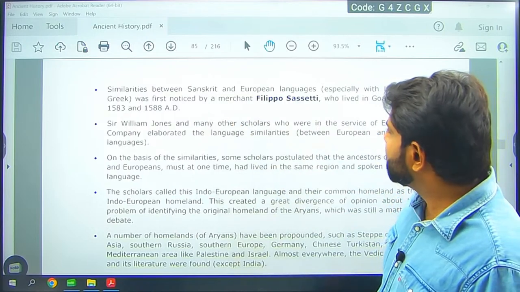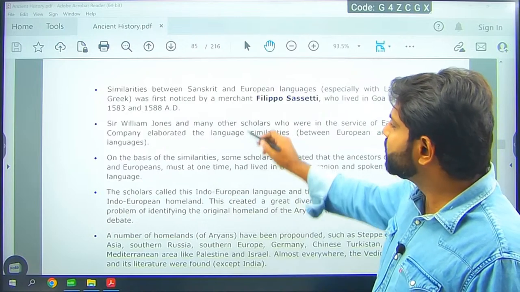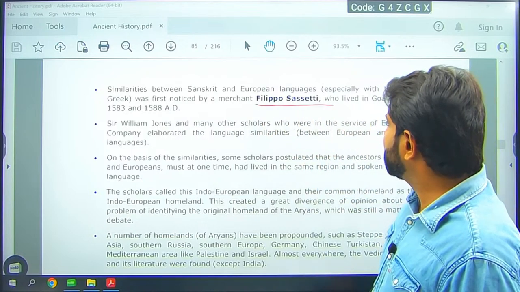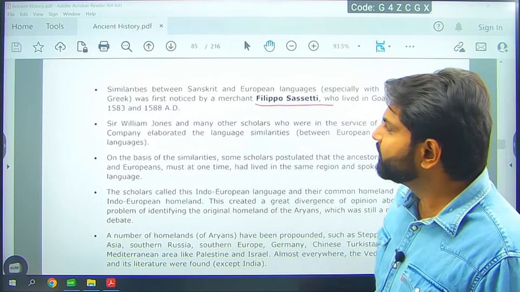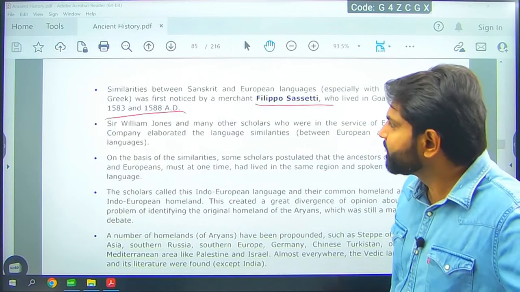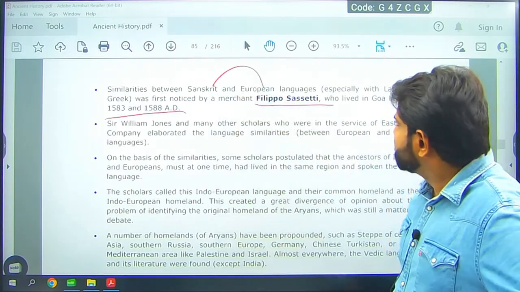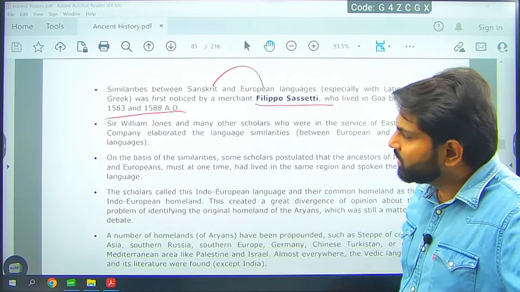Similarities between Sanskrit and European languages, especially with Latin and Greek, were first noticed by Filippo Sassetti, who lived in Goa between 1583 and 1588, during the Portuguese time. There are similarities between Sanskrit and European languages, which are Latin and Greek.